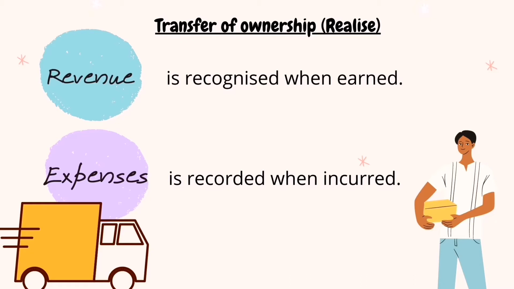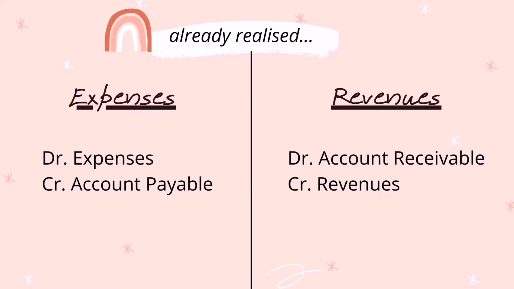So what does it mean by revenue earned and expenses incurred? This can be determined by the transferring of ownership. Revenue is realized when the goods and services have been provided or delivered to the customer. So when the customer receives the goods and services, by that time we have to recognize this revenue and take it into account. Same thing goes for the expenses. When we receive the product or services from the supplier, we have to take in the expenses.